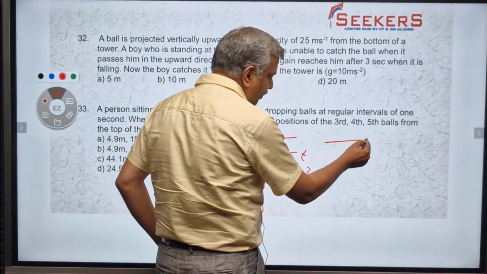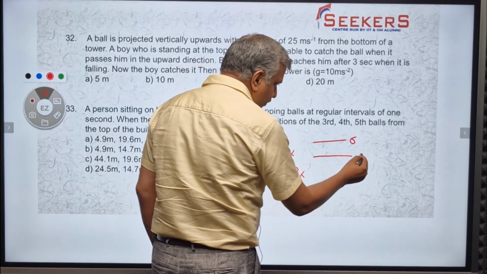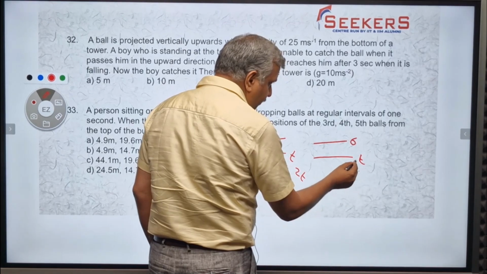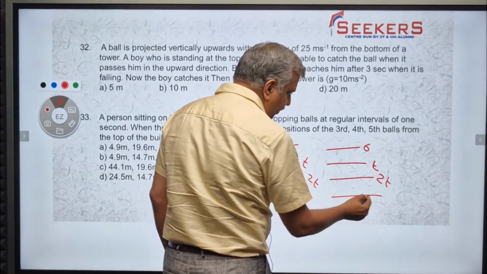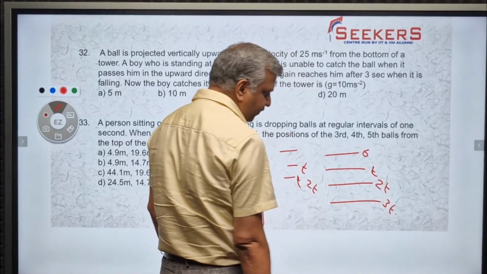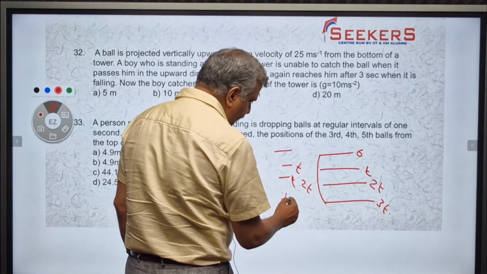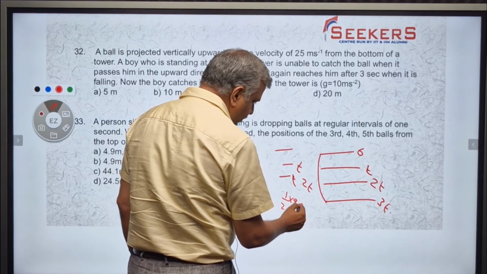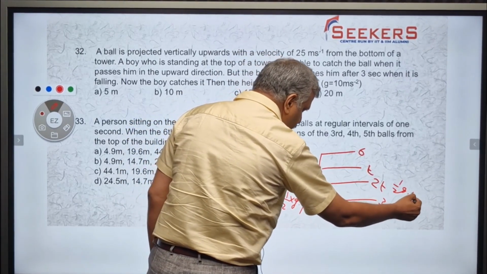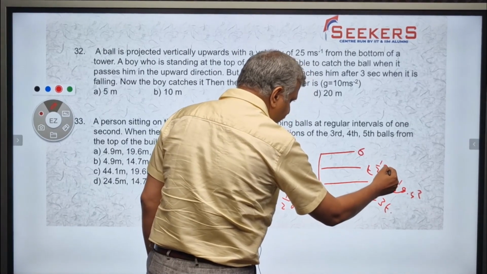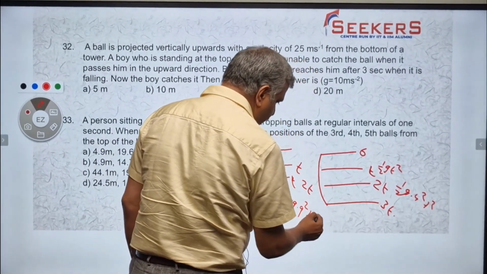So when the sixth one is dropped, the fifth one has travelled for one time interval, 1t I'll put, the fourth one has travelled for two time intervals, the third one has travelled for three time intervals. Okay. So this total distance from here to here is half into g into 9 squared. For this it is half into g into 4 squared. For this it is half g t squared, whatever it is, t squared will be common to all.